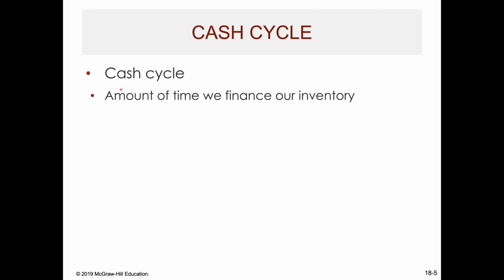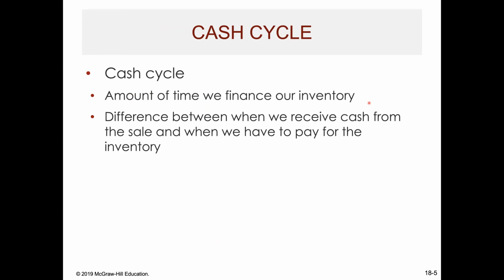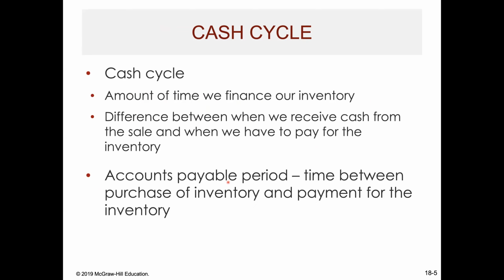The cash cycle is the amount of time we finance our inventory. And I'll show this again, like I mentioned, on a diagram in the next slide. The difference between when we receive cash from the sale and when we have to pay for the inventory. So maybe we'll buy on credit, so we don't have to pay immediately. Maybe we'll sell on credit, so we don't receive the cash immediately. So depending on those things will depend on how much time we are financing our inventory. Accounts payable period is the time between purchase of inventory and the payment for that inventory.